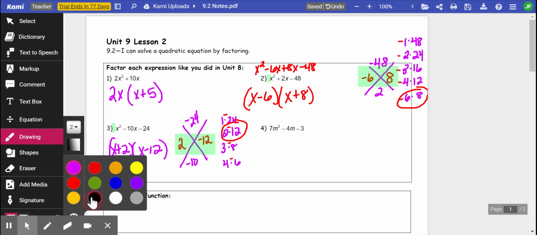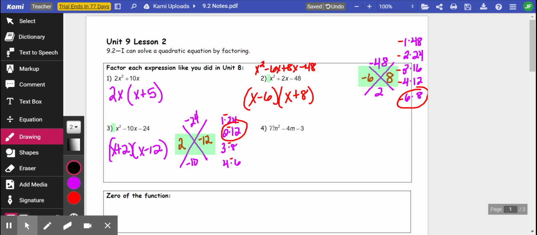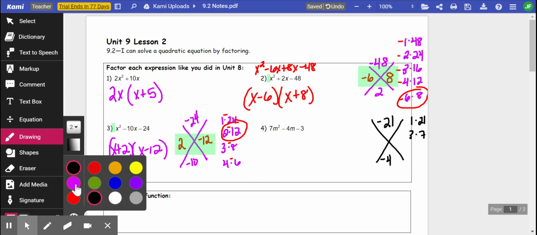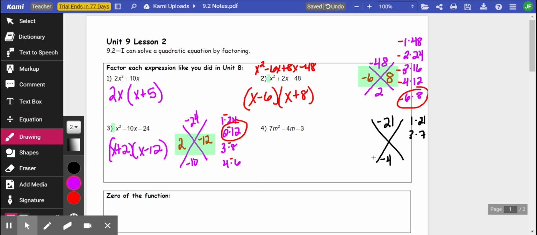Okay, for our last one, same idea here, 3 terms, no GCF, let's make our x. 7 times negative 3 this time is negative 21, and a negative 4 goes on the bottom. So 21 is 1 times 21 or 3 times 7. There aren't many options there. The top number is negative, so I know I have to have 1 negative. Since the bottom number is negative, I know it's the bigger number, and I'm going to use 3 and negative 7.